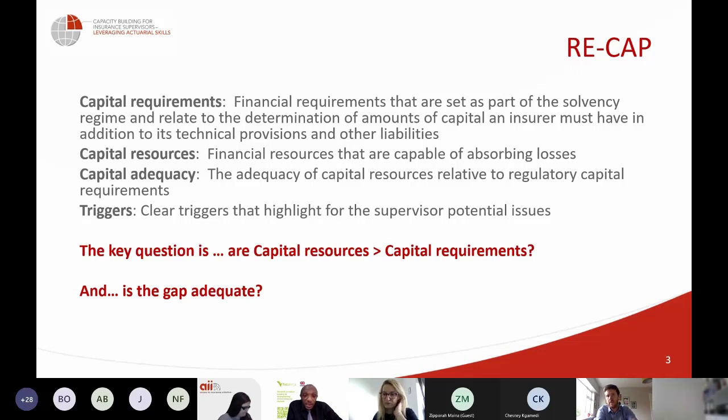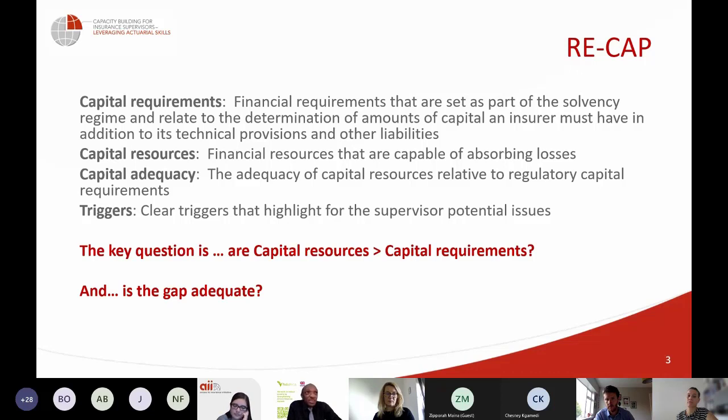One of the key things that I know was discussed yesterday, and in detail, was capital requirements. This is what basically a regulator will require a company to put in place, relating both to the risk profile of its business and, at the same time, the size of that particular company. So in this case, what comes to mind is what I should add on top of my technical provisions and other liabilities, because mostly technical provisions are determined at the expected.